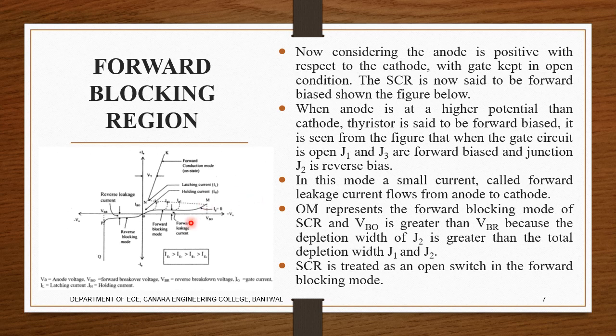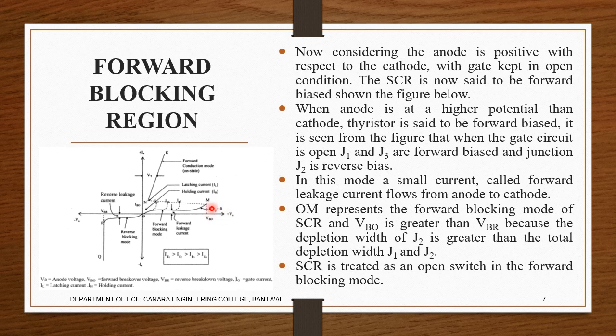Unless and until the gate voltage is given, only a small forward leakage current flows from anode to cathode. Just as the reverse leakage current flows in reverse, this is called the forward blocking mode. And here VBO is always greater than VBR. VBR will be negative, VBO will be positive. So what is this VBO?